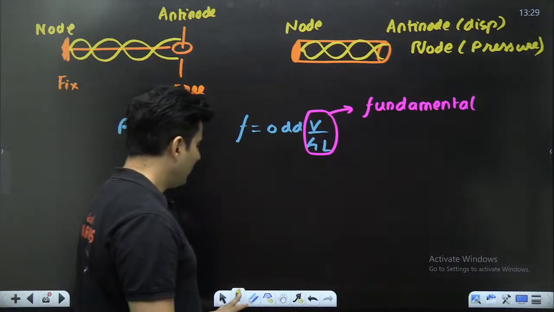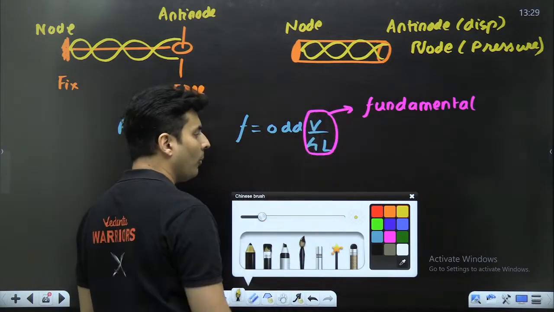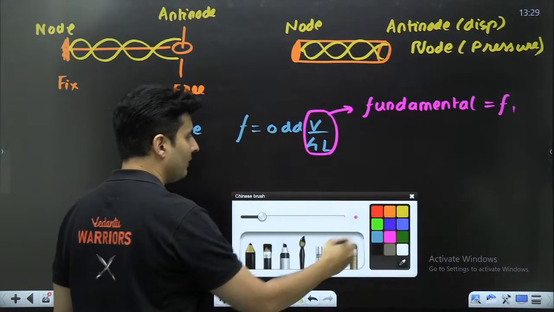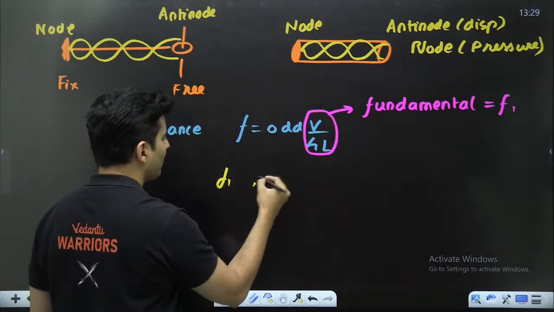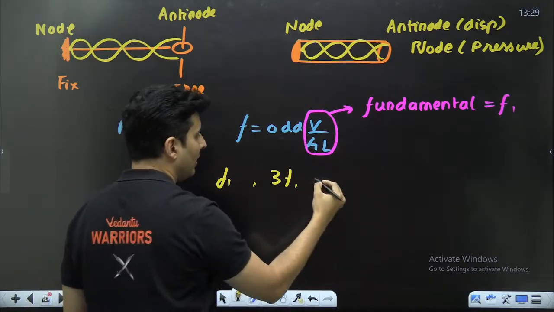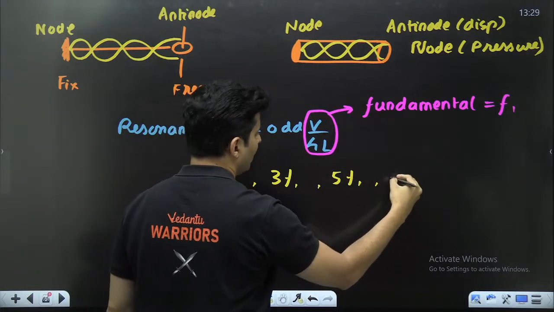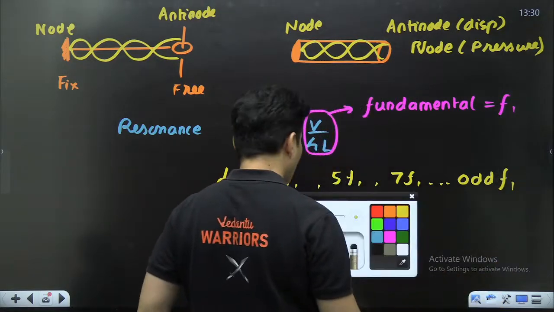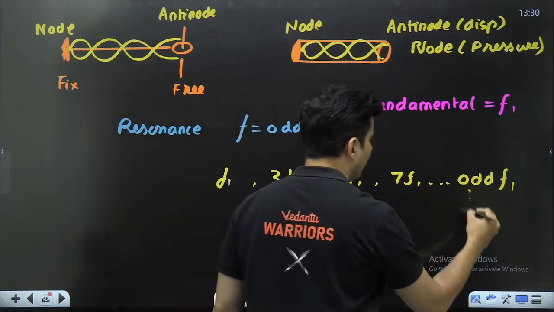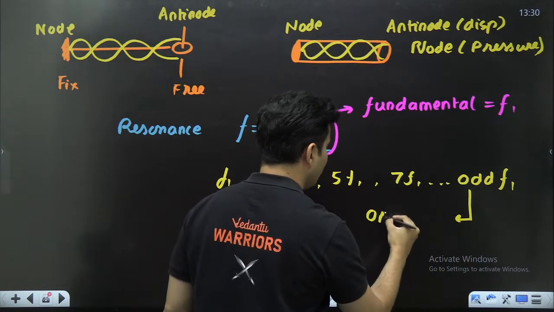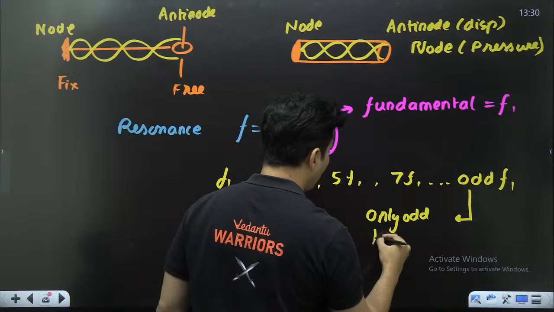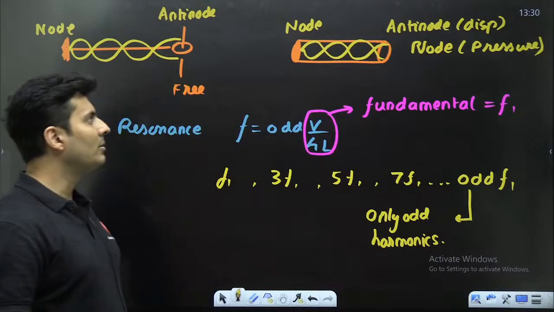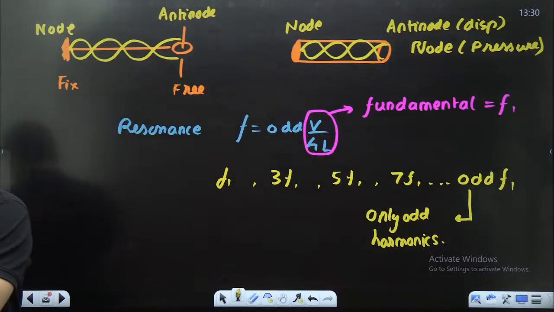But in case of fixed free or closed open kind of variation, if the fundamental is taken as F1, then the frequencies which are present are F1, then you have 3F1 because this is odd, then you have 5F1, then you have 7 times F1, like that. Basically you have odd times of F1. So I can just say that only odd harmonics or multiples are going to be present. Harmonic means multiples. Keep this in mind, right?